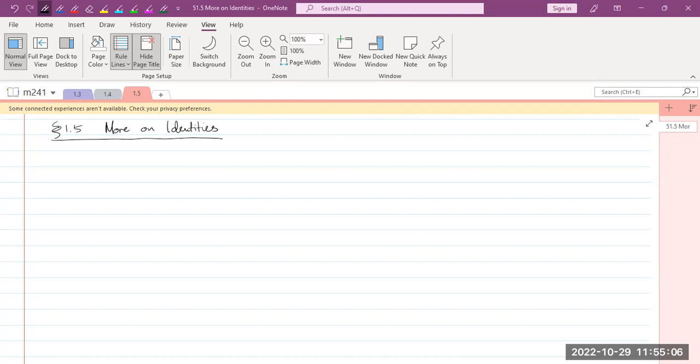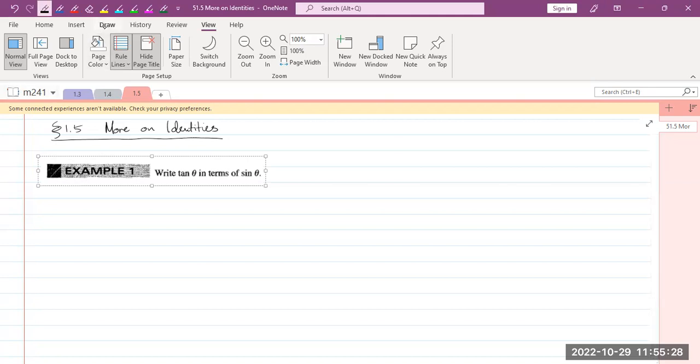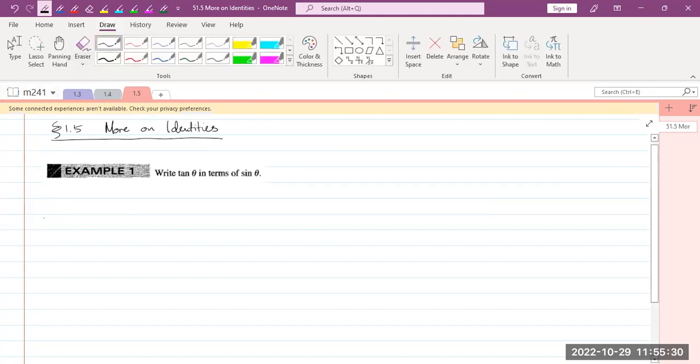Example number one, write tangent theta in terms of sine. Now, notice that actually there is no basic identity that relates tangent and sine directly. What we can do, however, is rewrite tangent in terms of sine and something else first. So for example, tangent theta is sine theta over cosine theta, right?